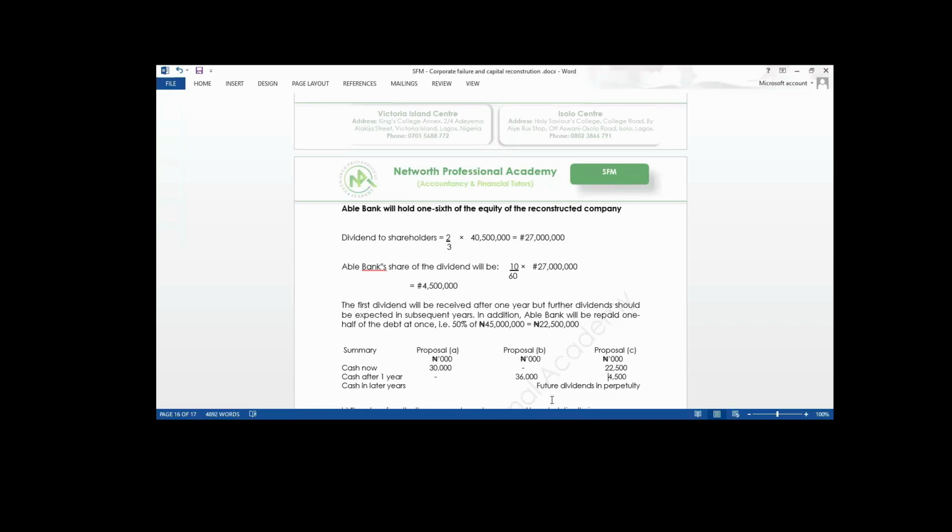Now let me ask the class. Which proposal should the bank accept? The bank can only accept one proposal. Should the bank accept proposal A or B or C? The class is open. You can unmute.